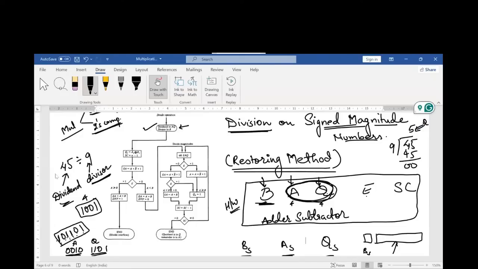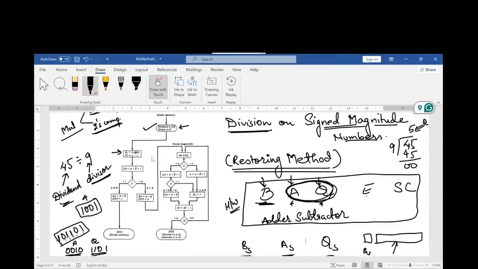If both the numbers are positive, the sign of the quotient is positive. If one is negative and the other is positive, the answer would be negative. So what would be the sign here? The sign of my quotient would be QS = AS XOR BS.